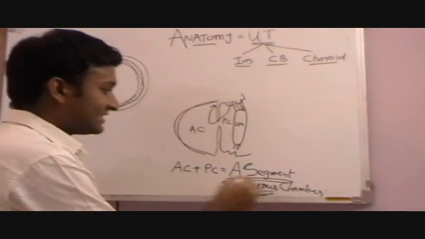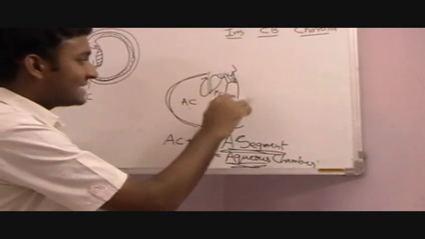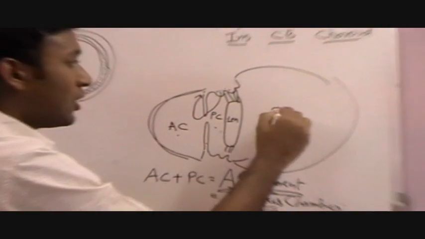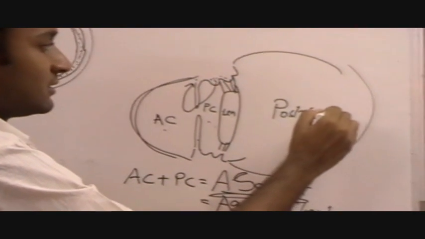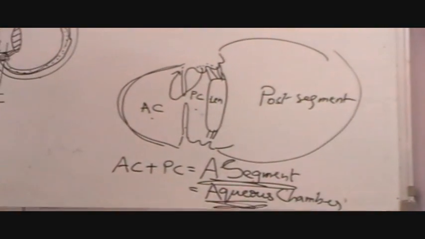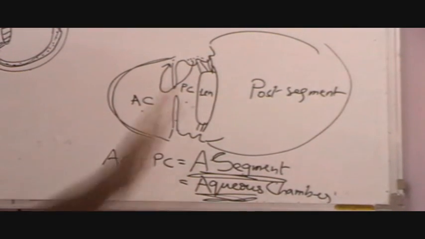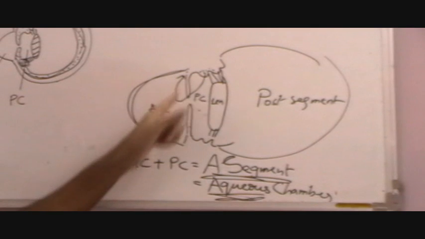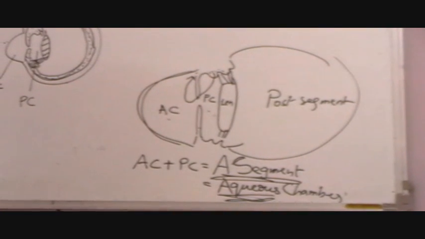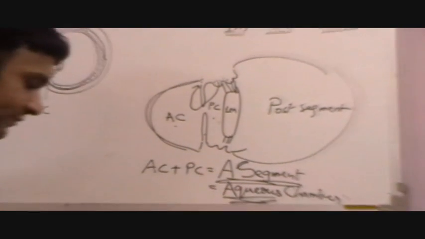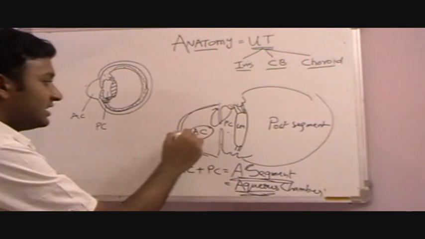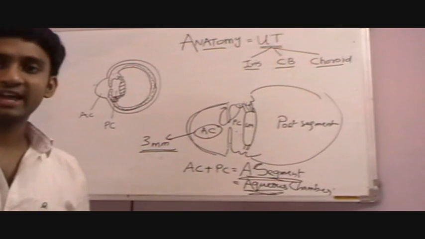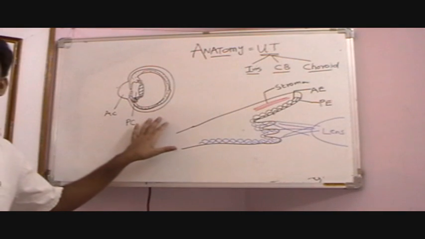Now this is the anterior segment, AC plus PC, and whatever lies behind the lens, the vitreous, is the posterior segment. So this basic demarcation has to be understood. The lens separates anterior segment and posterior segment. Iris separates anterior chamber and posterior chamber. Some numbers you have to understand. What is the depth of AC? It is 3 mm.